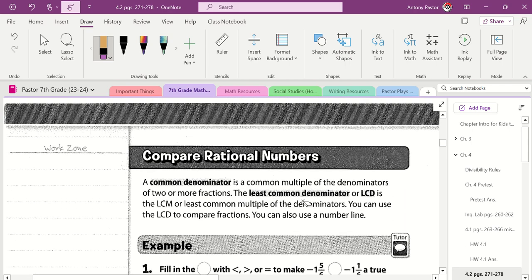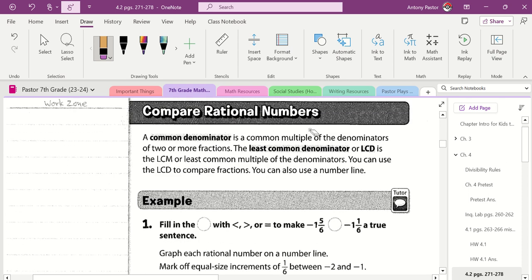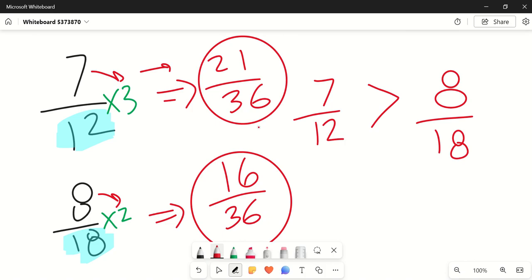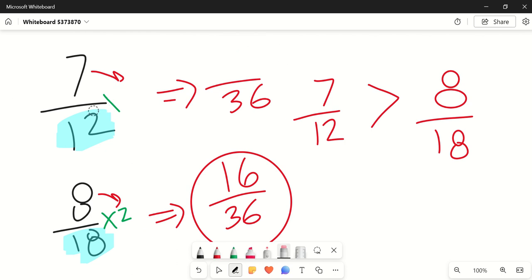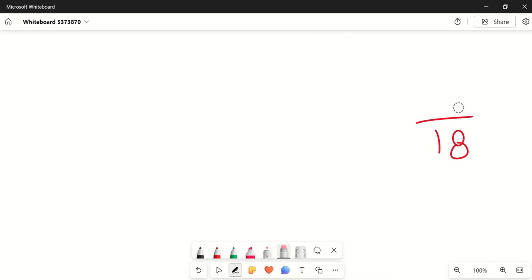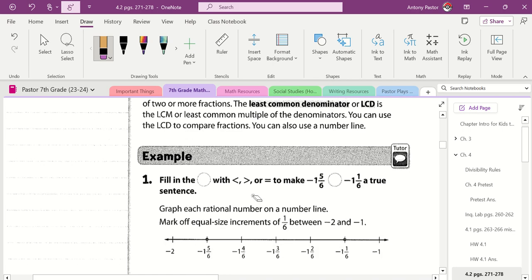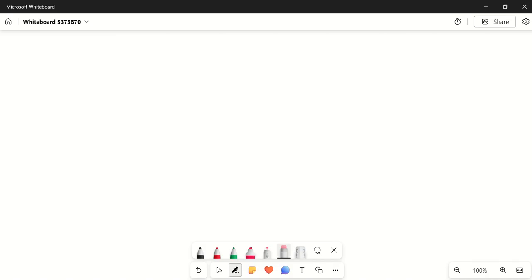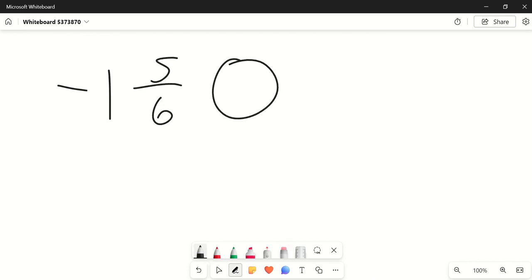Now, going back to this, the goal of this chapter is to compare rational numbers. Again, comparing rational numbers means we are trying to figure out which one's bigger, which one's smaller. Maybe we're ordering them from least to greatest or greatest to least. They want us to compare -1 and 5/6 to -1 and 1/6. Now, there are a few steps here before we just jump in and go, this one's bigger. So, let's talk about it. -1 and 5/6 compared to -1 and 1/6, if I got this correct. Yes.